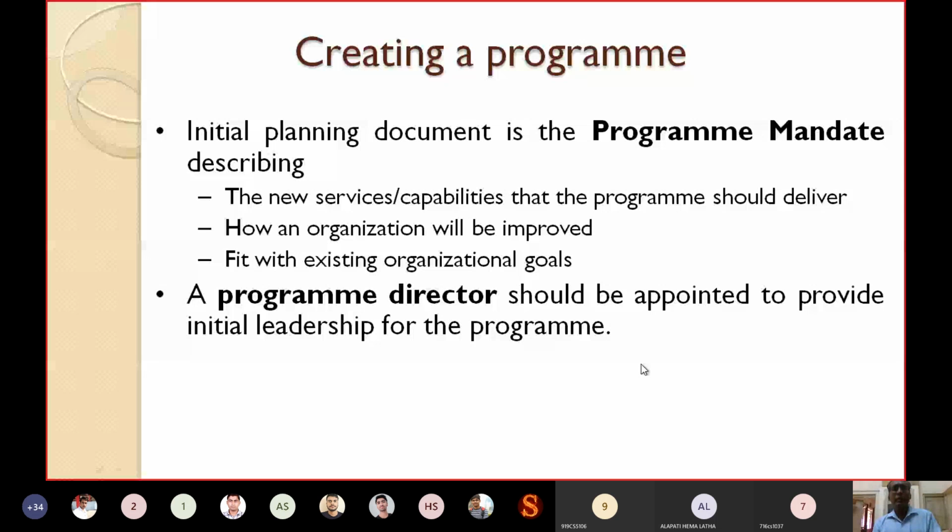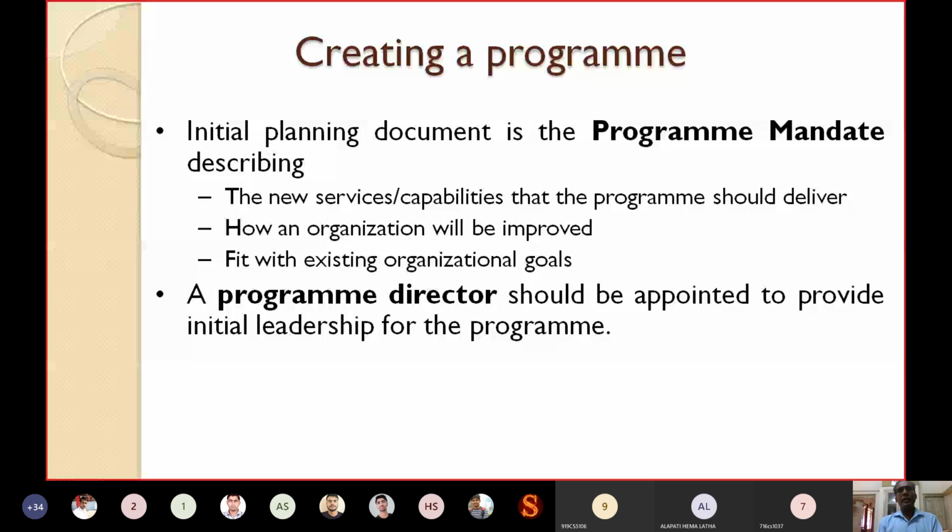Normally a person called a program director should be appointed to provide the initial leadership for the program. So a person whose designation may be program director should be appointed to provide the initial leadership for the program. So we have seen the first document, the initial planning document, called the program mandate.